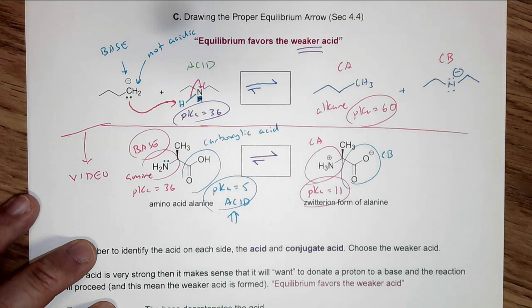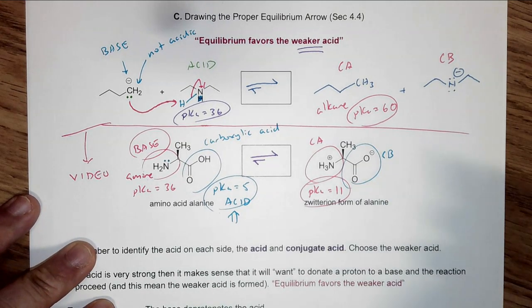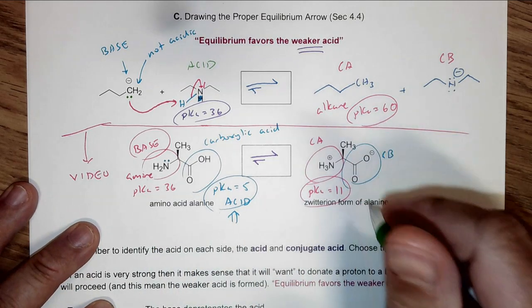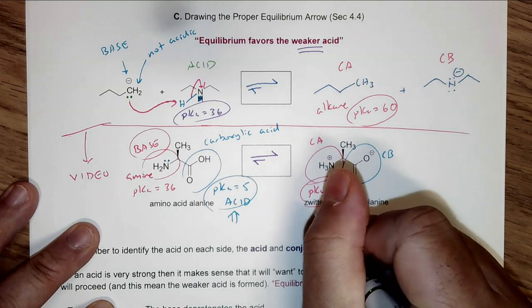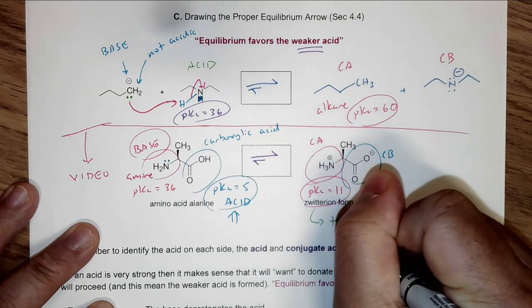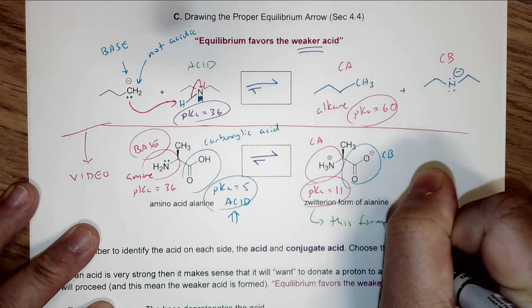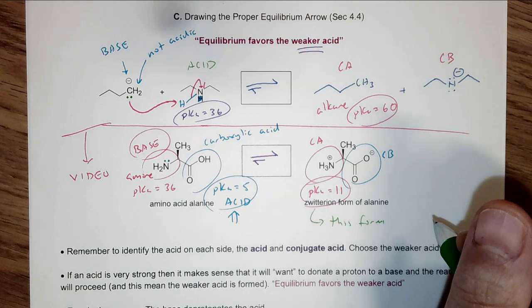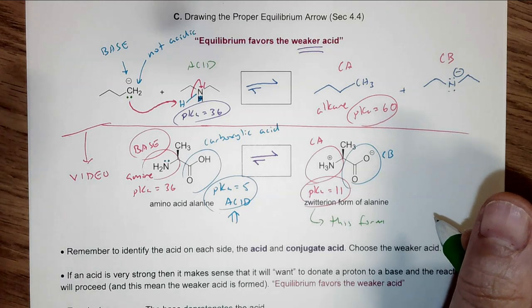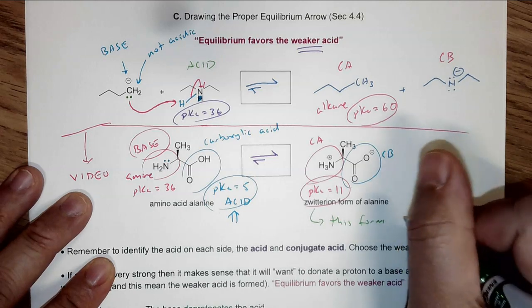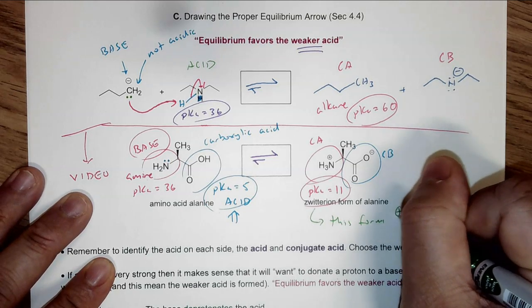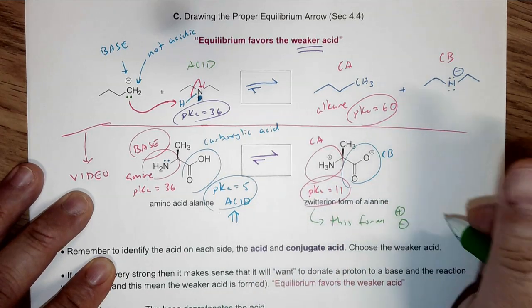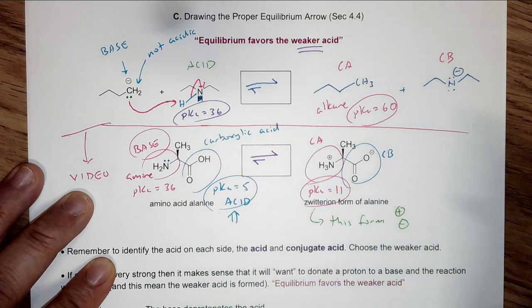So, what's the point of this? The point of this is that this doesn't really exist in your body. This does. It's called the zwitterionic form. Zwitterionic means it has a positive and a negative charge, and they cancel each other out. So you form this molecule called a zwitterion, which has a plus and a minus in the same molecule, and it's this form that is the major form in your body.